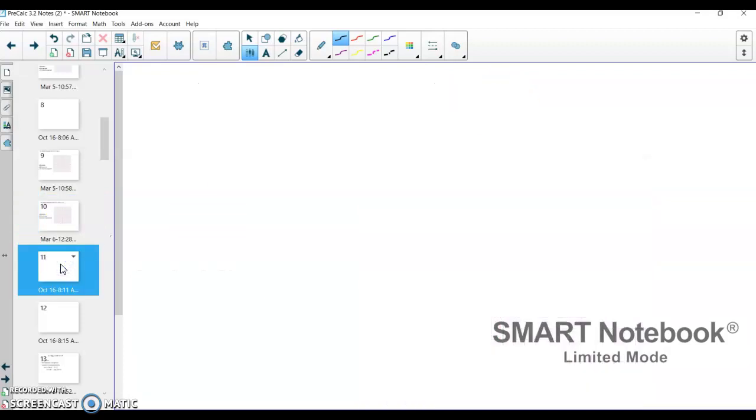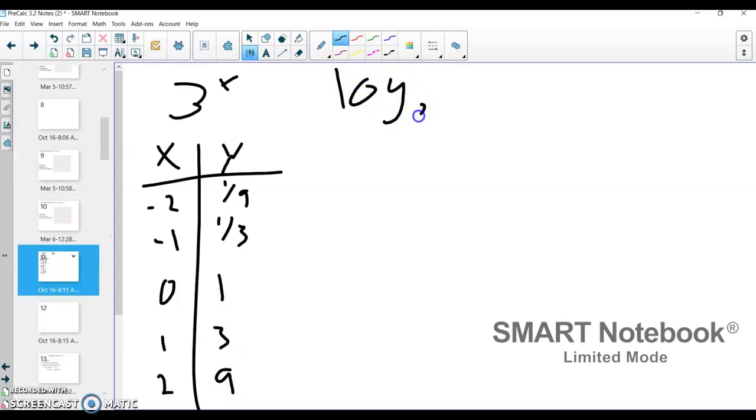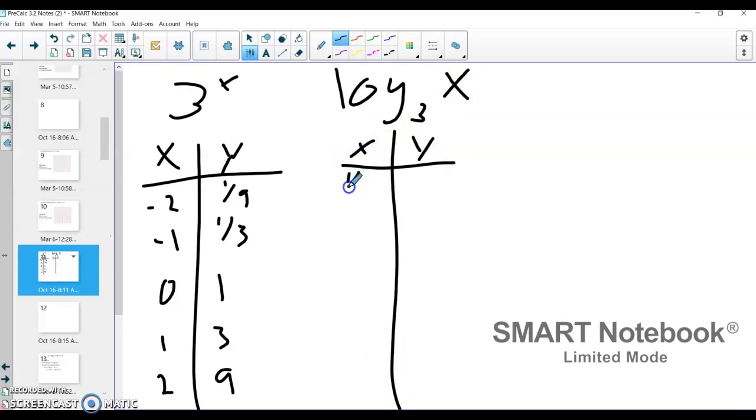So the first thing we need to do is start with an xy table for 3 to the x: -2, -1, 0, 1, and 2. This gives me 1/9, 1/3, 1, 3, 9. Then we go to log base 3 of x, so we're not even at the final product yet, and we flip it. So my xy table gets flipped: 1/9, 1/3, 1, 3, 9, and -2, -1, 0, 1, and 2.